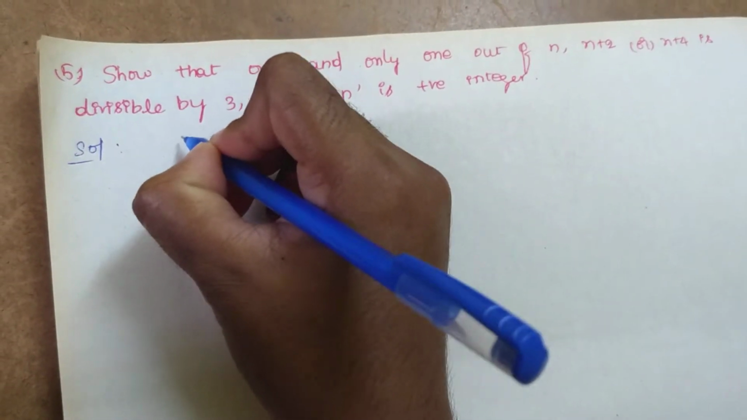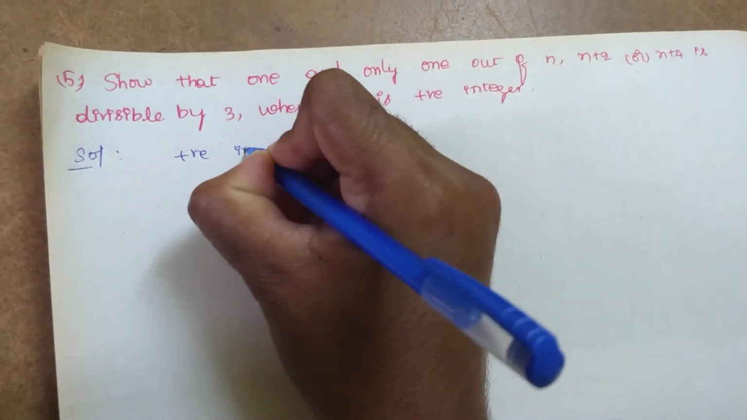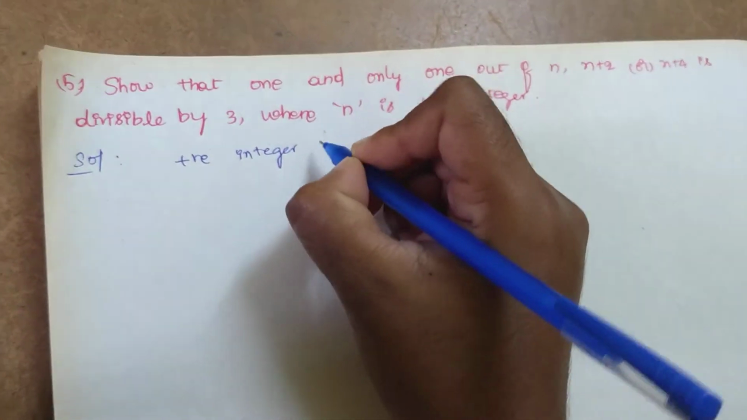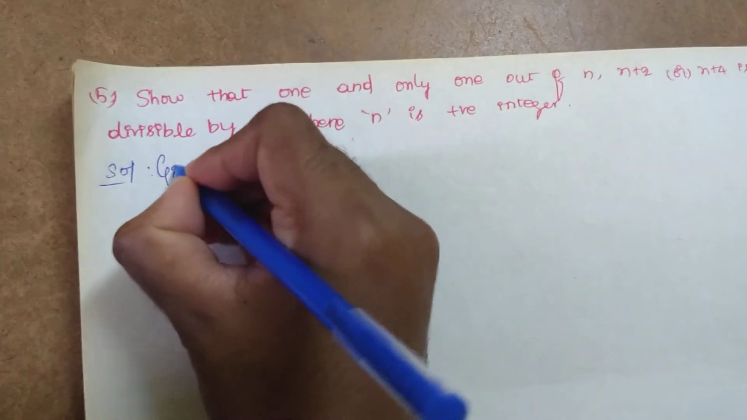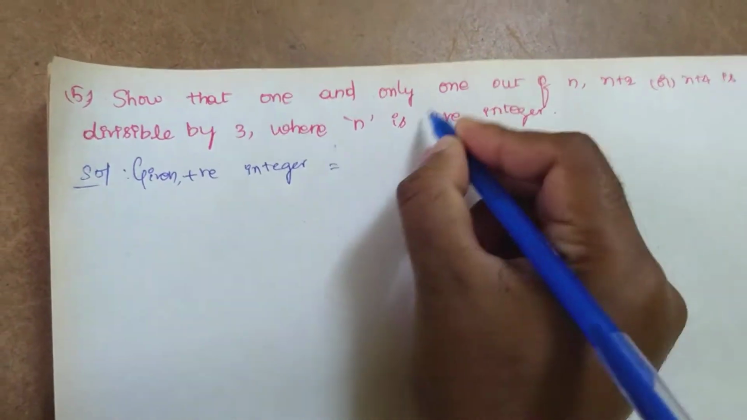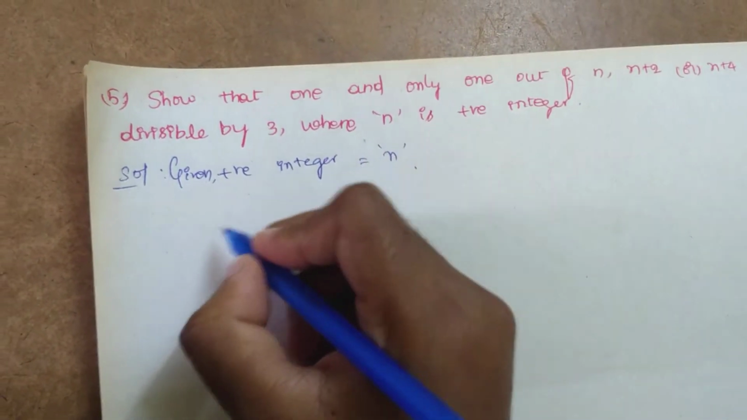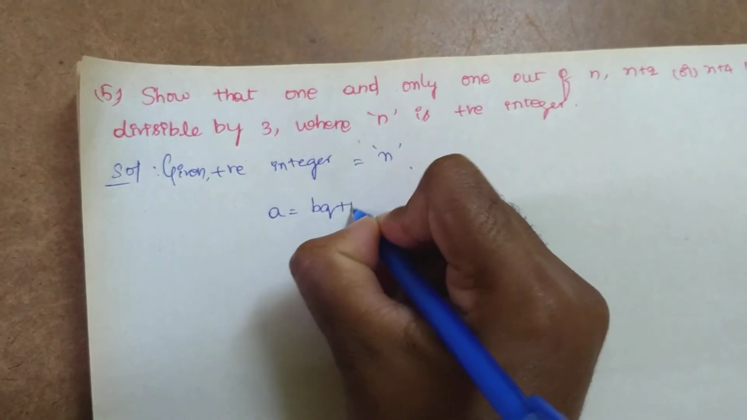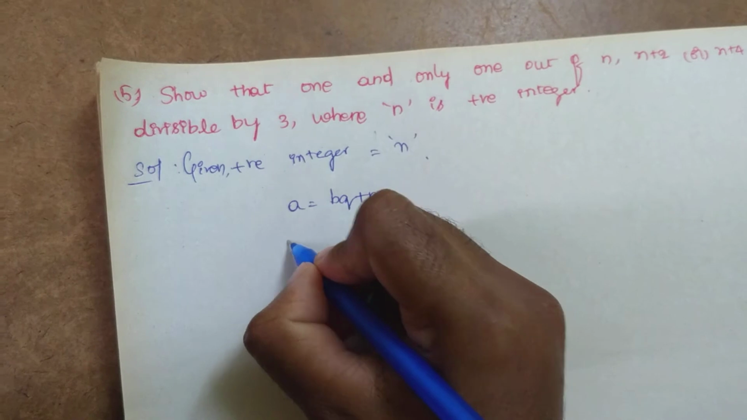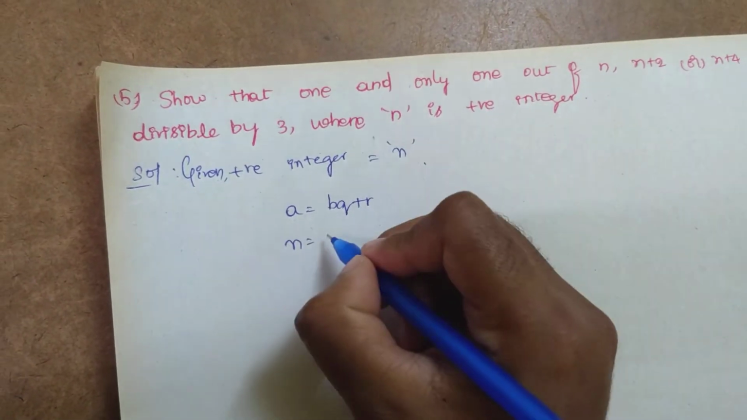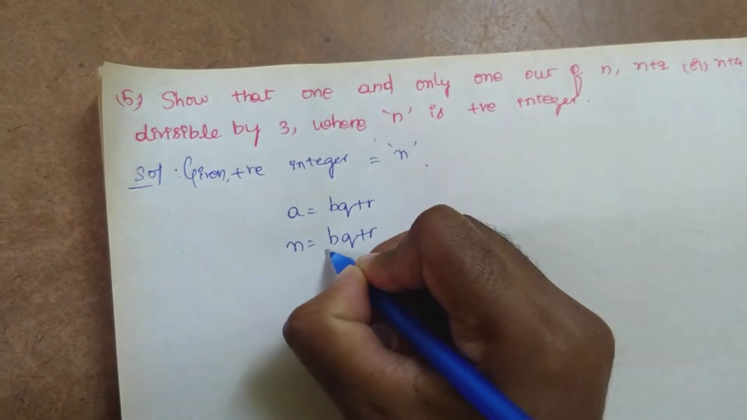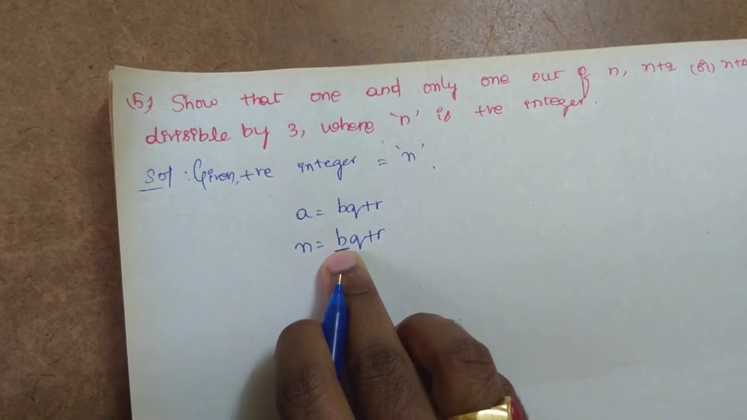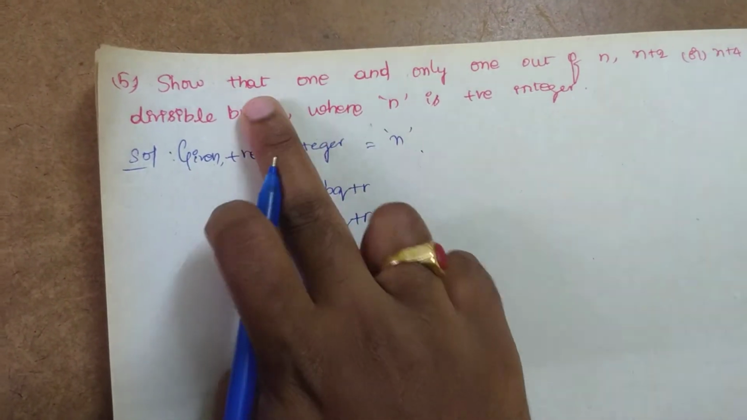So here the positive integer is given as n. As per Euclid's division lemma, we know a equals bq plus r. Here n equals bq plus r. Whatever the value of b, we have to derive from the question itself.